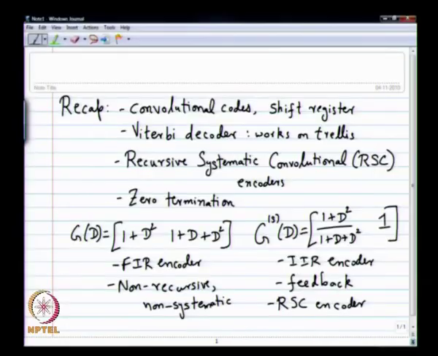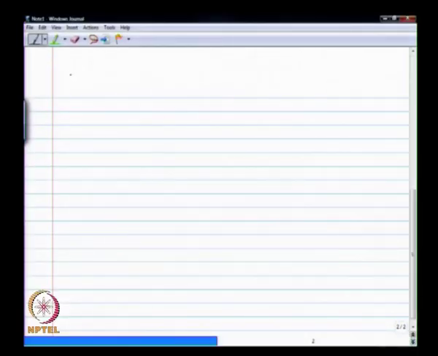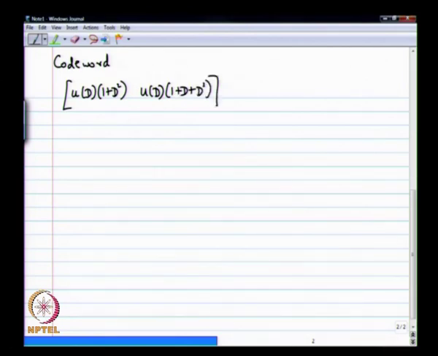Let me just reiterate that code idea. The code words in either case, in one case it's going to be U of D times 1 plus D squared, and in the other, U of D times 1 plus D squared. And the only constraint I will impose is U of D should have degree less than or equal to k minus 1. That's the only constraint I enforce here.